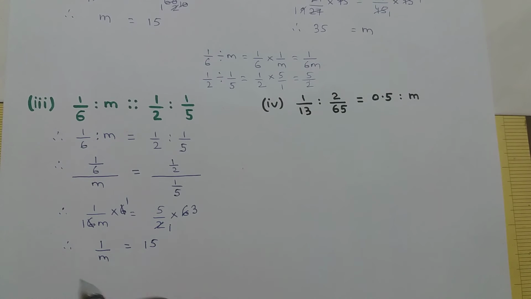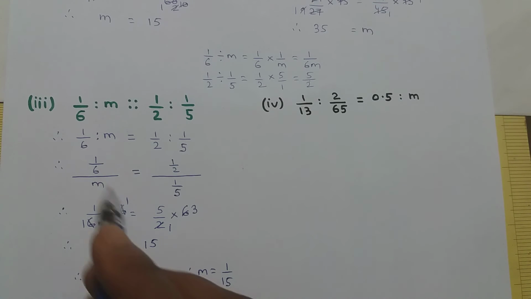From here, if I take the reciprocal of both the sides of this equation, it will become m upon 1. The reciprocal of 1 upon m is m upon 1, equal to the reciprocal of 15, which is 1 upon 15. So m upon 1 is equal to 1 upon 15. From here I can say that m is equal to 1 upon 15. So we have found the value of m. The value of m is 1 upon 15.